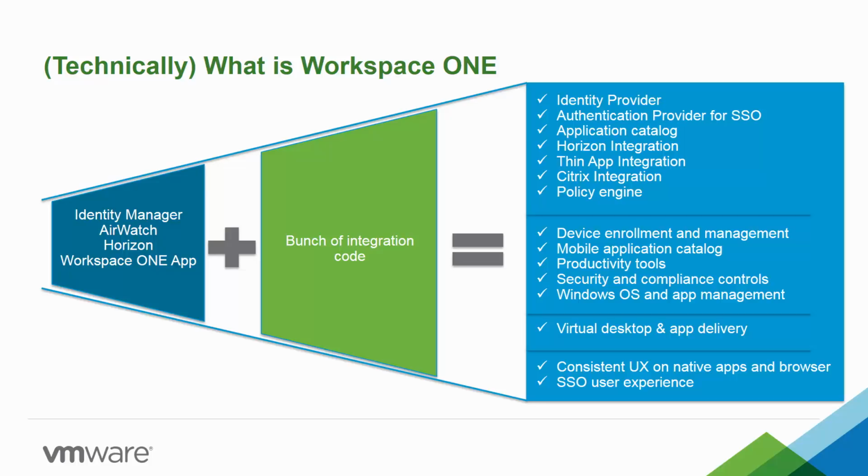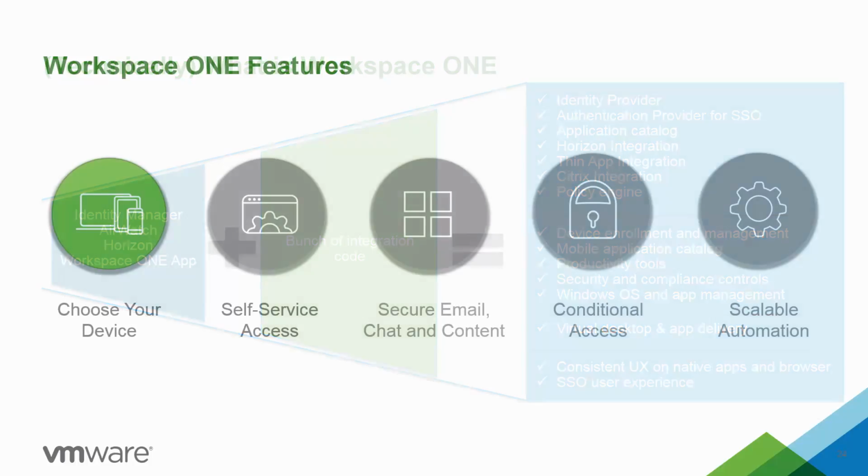So starting off again, what is Workspace ONE and what does it consist of? As you see here on the left-hand side, it consists of Identity Manager, AirWatch, as well as the Workspace ONE app, and it also has Horizon in it as well. But then we've done a bunch of integration code to it, and as you see on the right side here, here's a list of bullets of what each one of these does within the Workspace ONE solution set. So again, this is just a quick overview in these first set of slides.